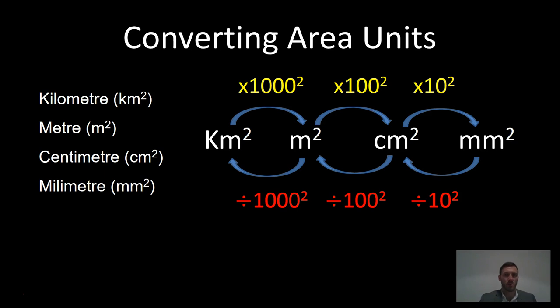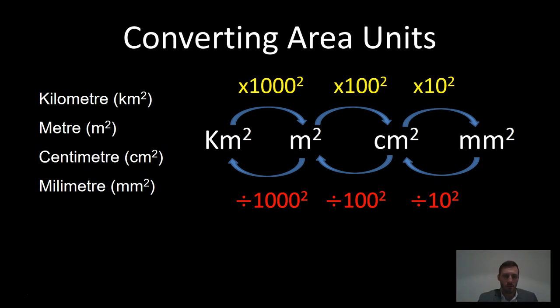Here we have a conversion chart which shows how to convert between units of area. A 1 kilometer by 1 kilometer square is 1,000 meters by 1,000 meters in size. This means to convert from kilometers squared to meters squared, we'd have to multiply by 1,000 by 1,000, or 1,000 squared. A 1 meter by 1 meter square is 100 centimeters by 100 centimeters in size. This means to convert from meters to centimeters, we'd have to multiply by 100 by 100, or 100 squared.